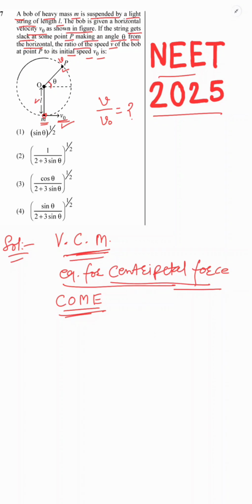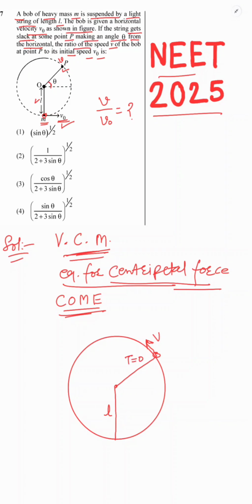First of all, let's draw the circular path. The particle is somewhere here when the string becomes slack, and this is the length L. At this point the speed is v, and the tension in the string becomes 0.